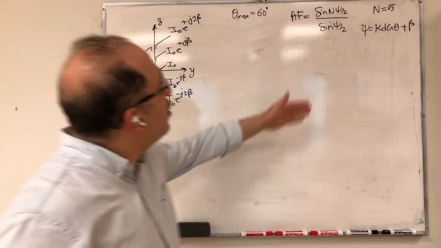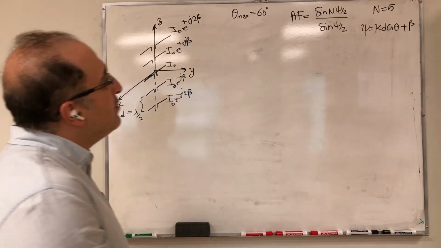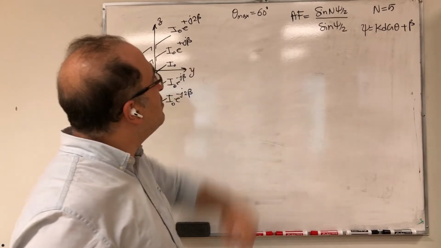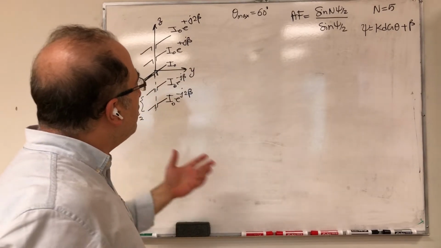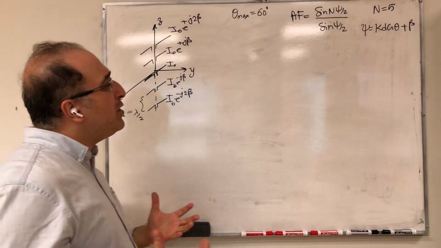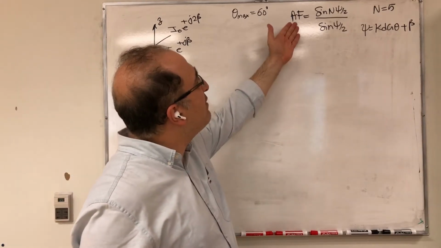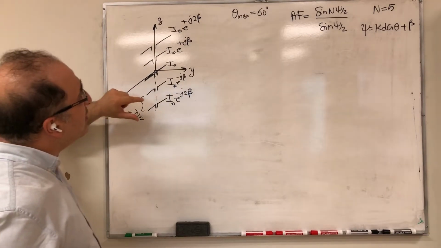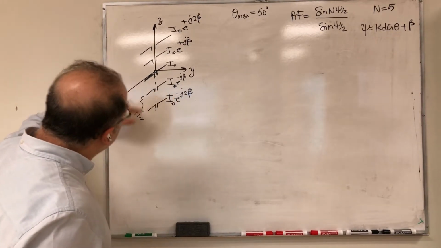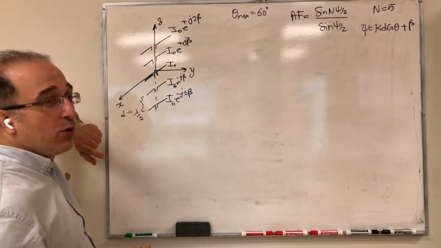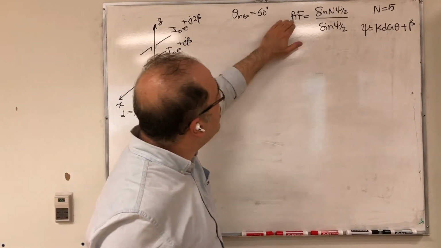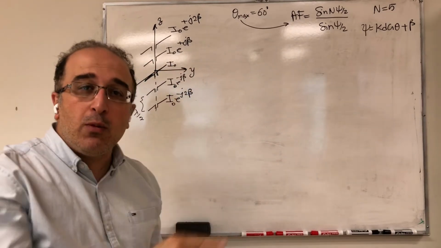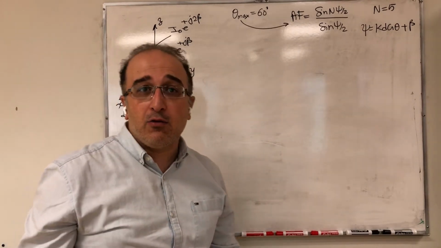Now, you know everything here, and the only thing you don't know is beta, which you want to determine such that the main beam is at 60 degrees. To get your main beam at 60 degrees, we want the array factor to be maximum. And remember, we want theta max of 60 not for the array, because the array also has the dipole. This theta max is only for the array factor. So we essentially want the maximum of the array factor to happen at theta equals 60.